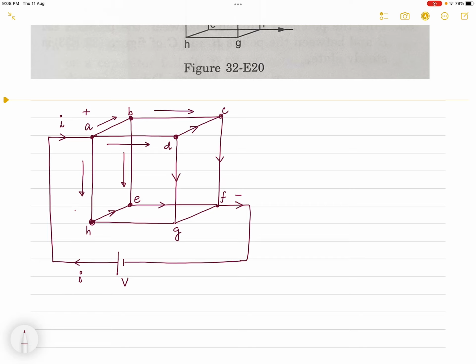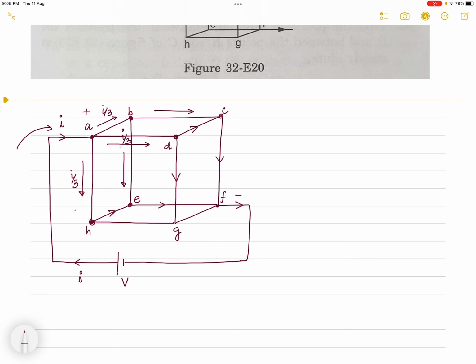So that makes us understand that this current I, when it reaches the junction A from the battery, will divide equally across these three paths AB, AD and AH. So out of I, we will have I by 3 going from A to B, I by 3 going from A to D, and I by 3 going from A to H.